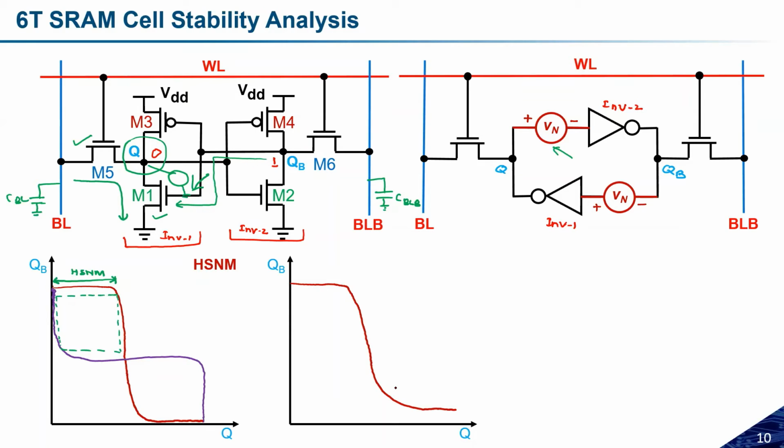Similarly, in the opposite case, the behavior will be something like this. Oh, I made some mistake. Okay, so this is how the behavior will look. If you see here, the size of the lobes are not the same, and the noise margin is reduced because of the involvement of M5 and M6.